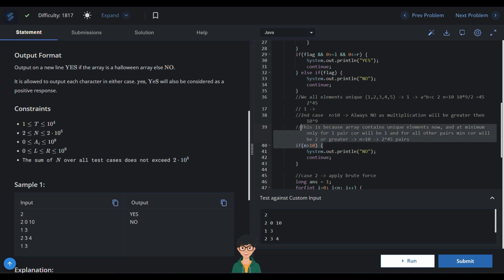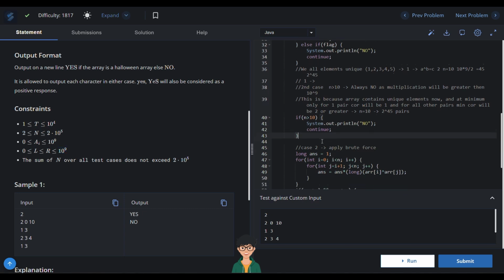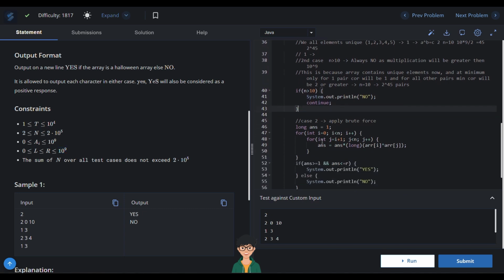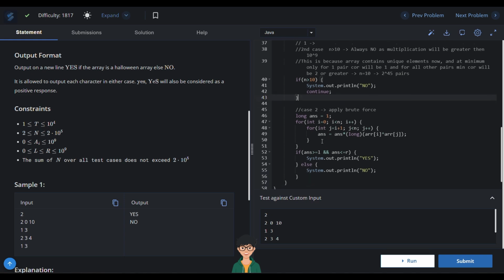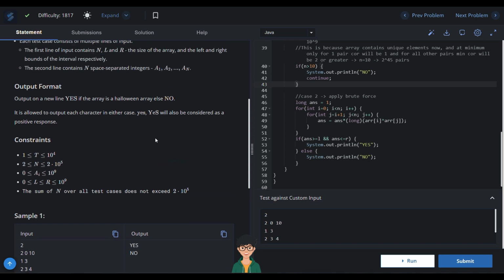I've written this here also. So if n is greater than 10, you just have to print no, because the answer will go beyond 10 raised to 9, and R cannot be beyond 10 raised to 9. So the answer will be no. Now what is the rest case? It is all n less than or equal to 10. For that you can do brute force.